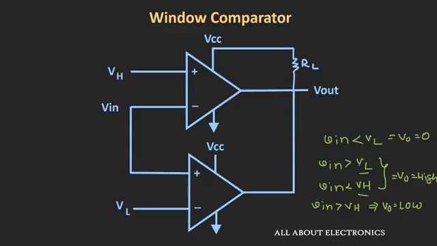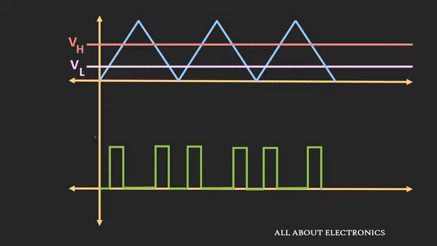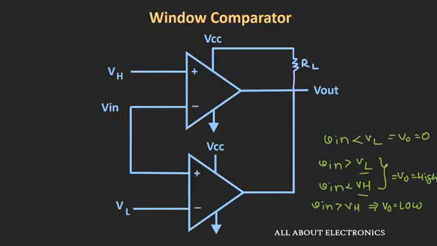Now let us say you have applied this triangular wave to this window comparator, and this VH and VL are their upper and the lower threshold voltages respectively. Here your output voltage will be high during the duration when your input voltage is between this lower and the upper threshold voltages, and for the rest of the time your output will remain low. So as you can see here, only whenever your input is in between this upper and the lower threshold voltages will your output be high, and for the rest of the time your output will be low. So in this way this circuit can be used as a window comparator.